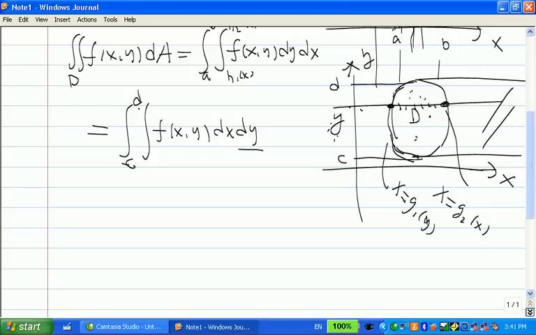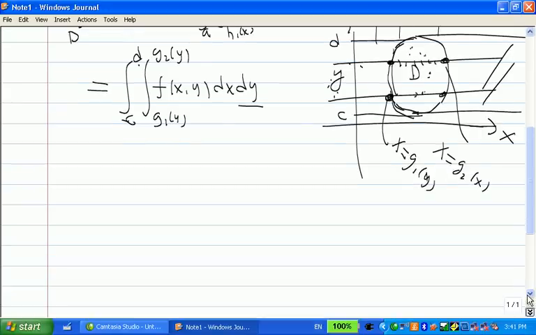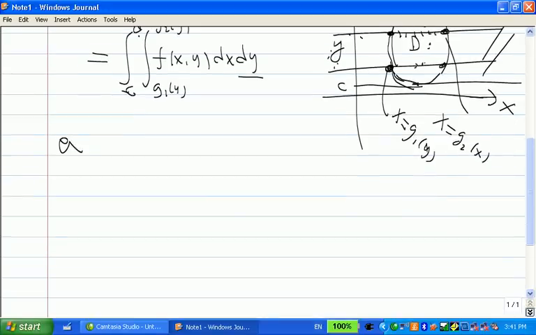So first of all, the points inside of region D have their y coordinates bigger than C and less than D. For any given y between C and D, your x must be bigger than this point and less than that point. That's g1 of y to g2 of y. Again, you get two iterated integrals. Sometimes one is easier to integrate than the other. Now let's look at the example.